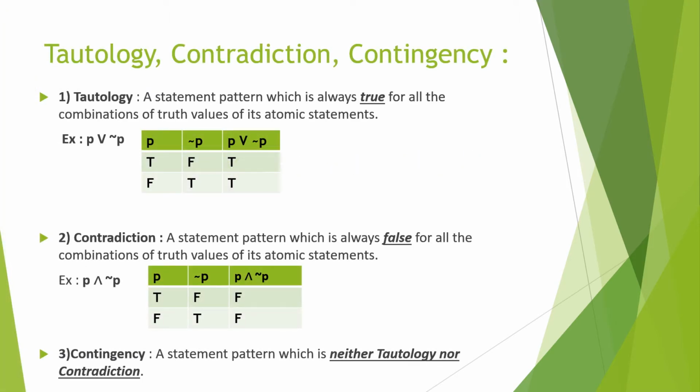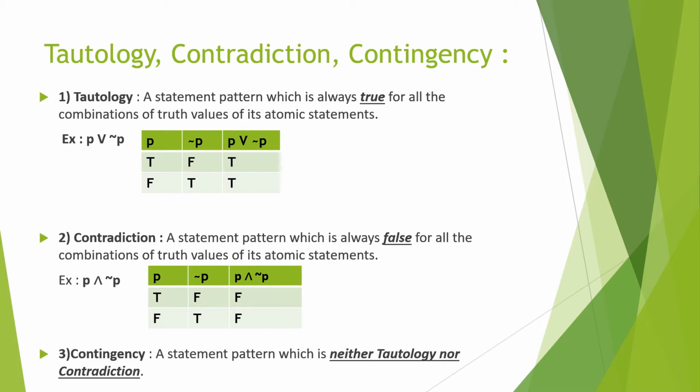Let's see the definition of tautology. Tautology is a statement pattern which is always true. That means when we construct a truth table of this statement pattern, we always get all T's in the last column of the statement pattern. For example, here I have taken the statement pattern as P or negation of P.